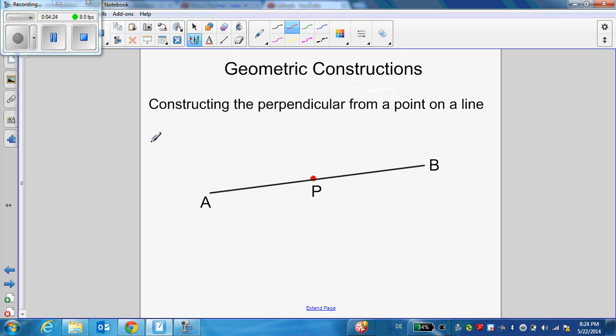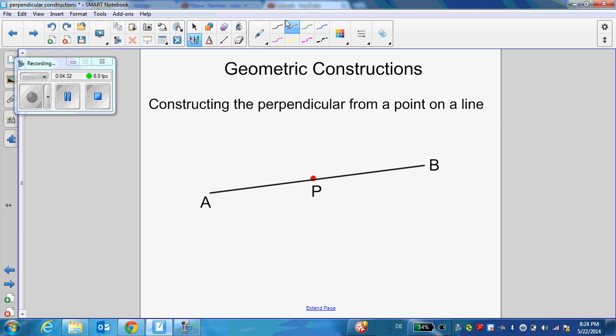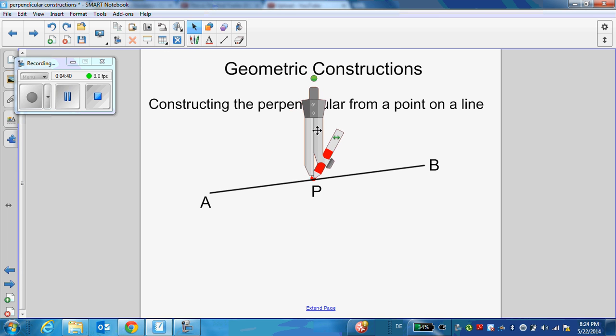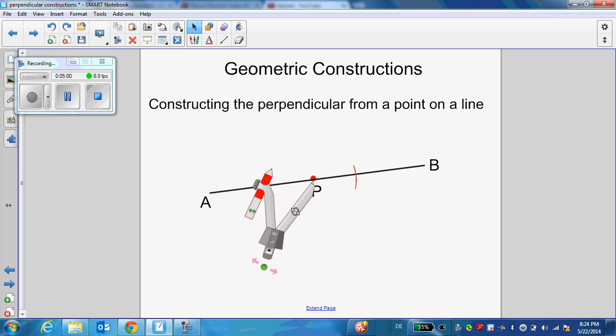Okay, so next we're going to make a perpendicular from a point on a line. Before we had the point up here, and now we have the point actually on the line. Let's get rid of that point. Get my compass back. And I'm going to start at our beautiful point P. Stretch it out. So we start at P, we stretch it out. We have these two arcs on the line.